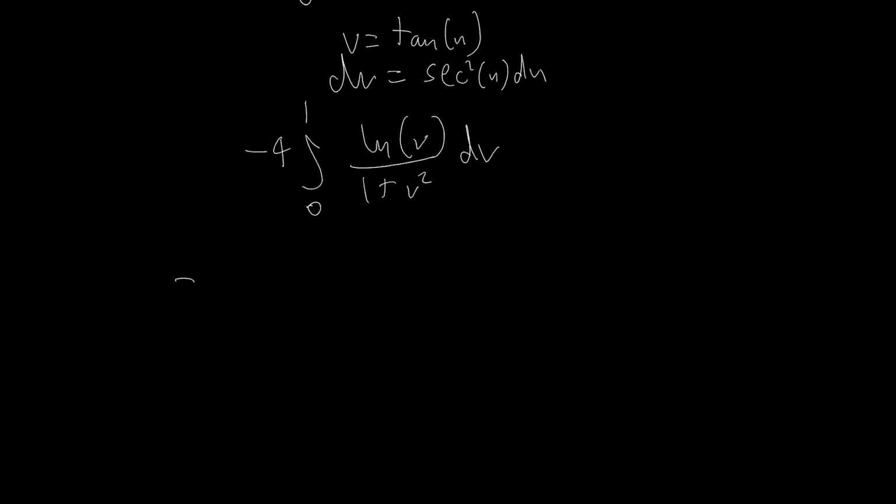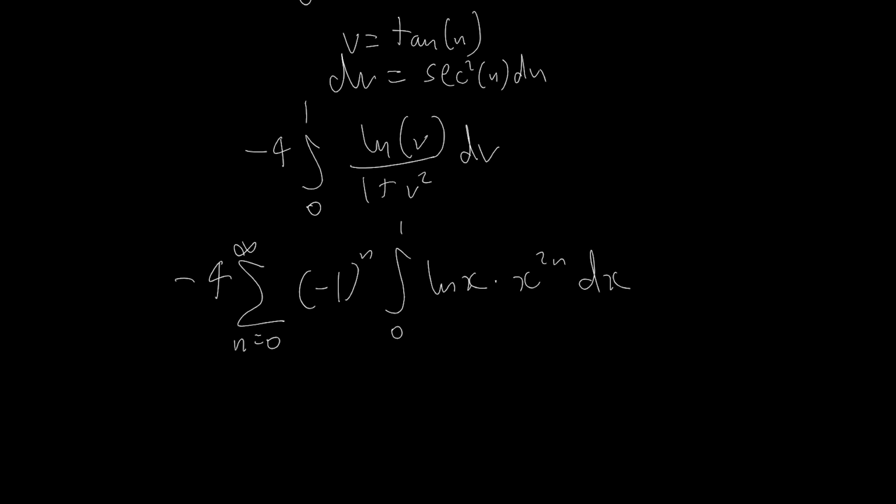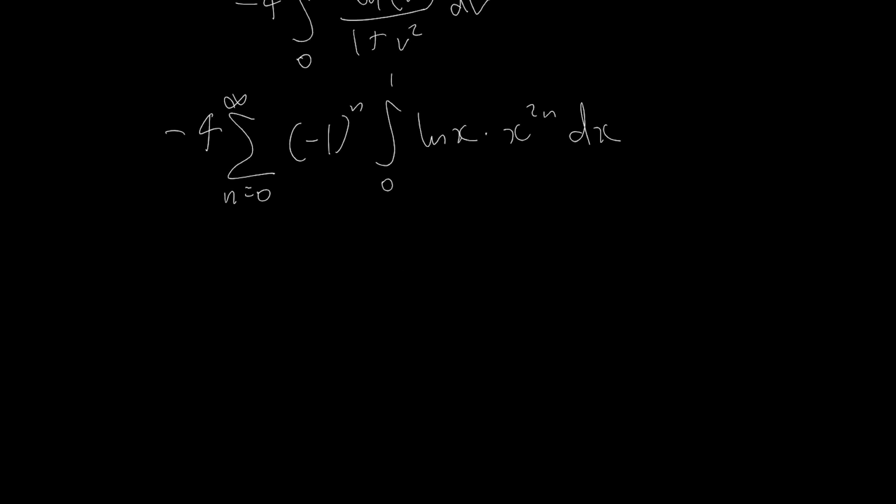So essentially, because we're integrating between 0 and 1, we can write the denominator as a power series. So that's going to be minus 1 to the n times x to the 2n, but we can keep the x to the 2n inside of the integral, and we end up with ln x times x to the 2n. And you can see I've just replaced v with x, as it doesn't really matter.